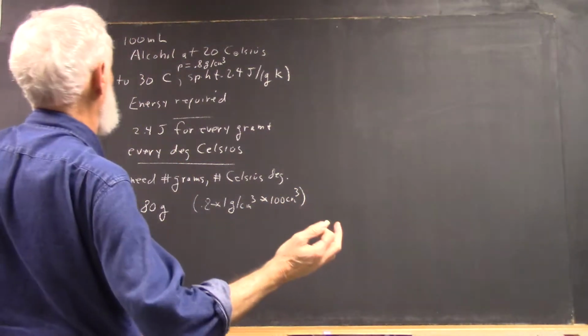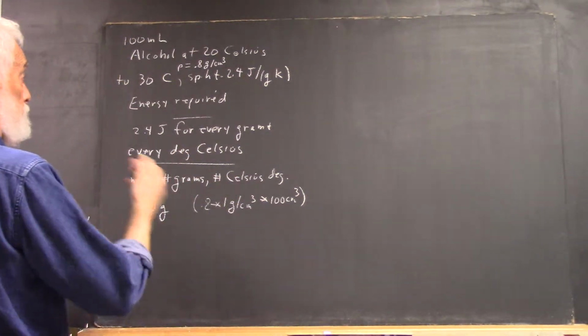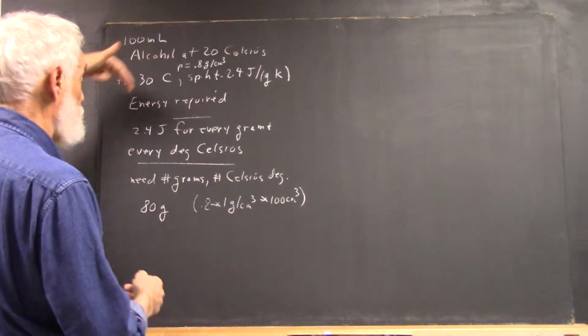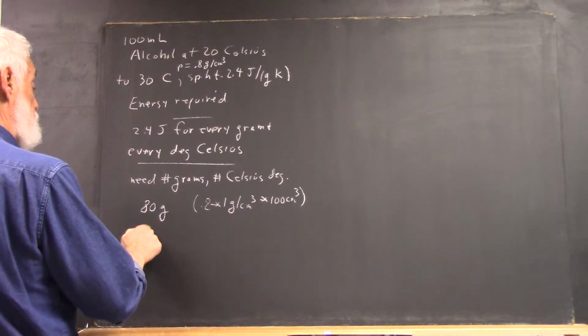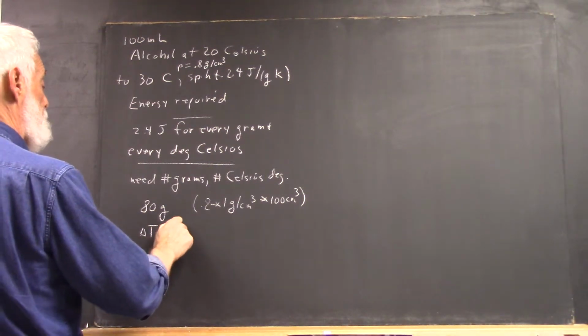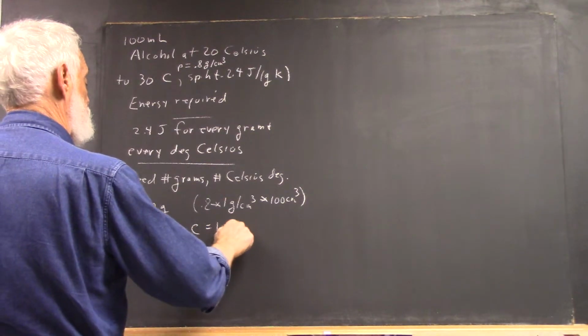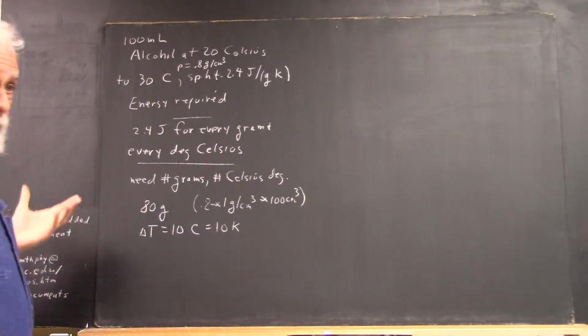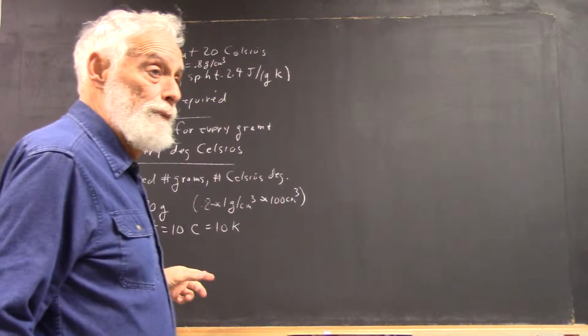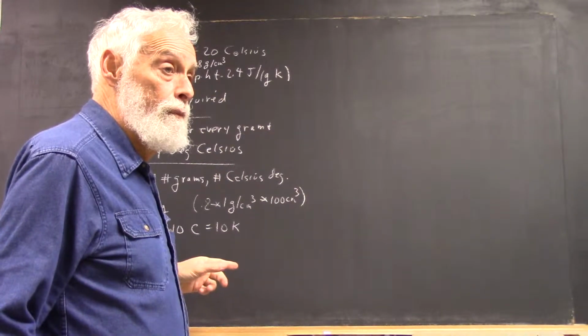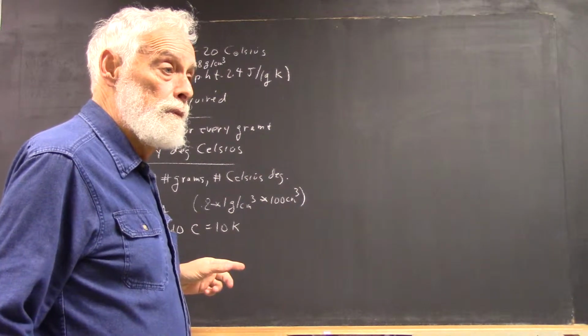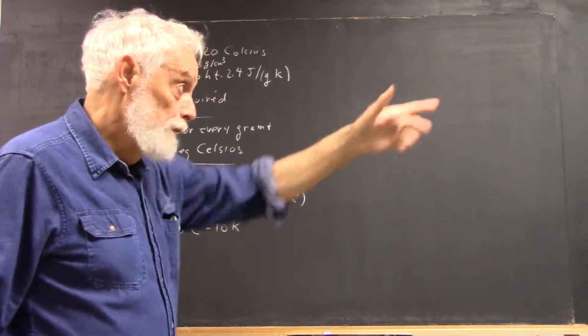And you've got from 20 to 30 Celsius degrees. Celsius, 10 Kelvin, same thing. Is there a symbol they use for the specific heat of a substance? Yeah, you're going to get that in the last question in this whole series.